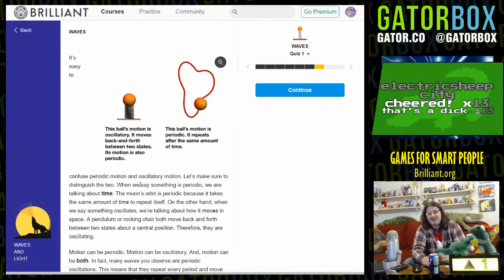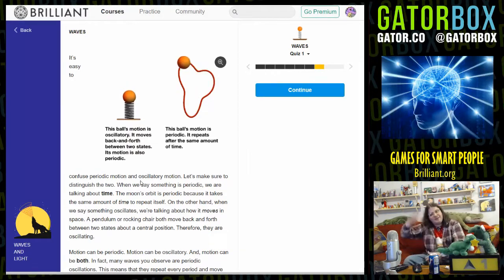The sheep. That's a dick. I think it might be. That's bouncing on my boy's dick.